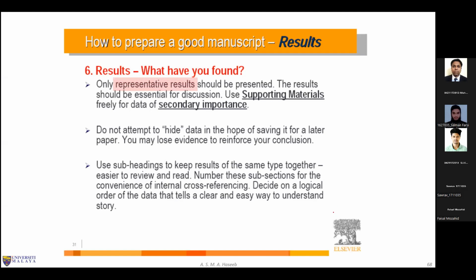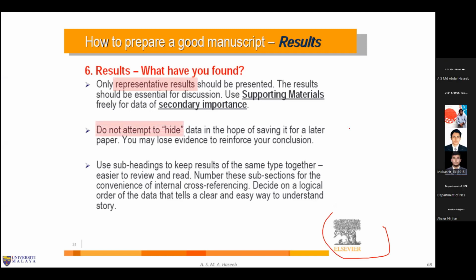So again, from Elsevier, you need to give the representative results. And you should not hide any data with an intention that you want to publish them in another paper. If the data that you have collected is necessary and important for this present paper, then put all the data. The results are written, if it is a lengthy one, with some subheadings, because this always helps the reader.